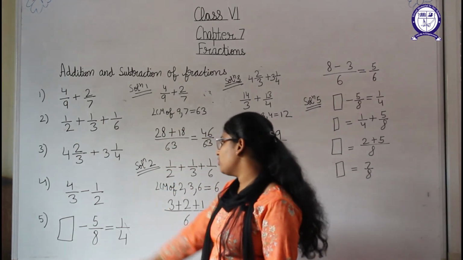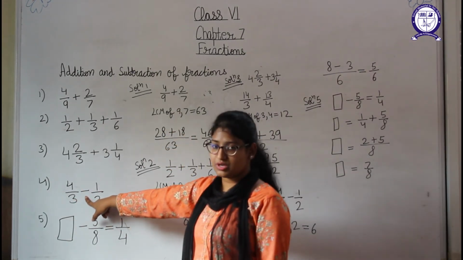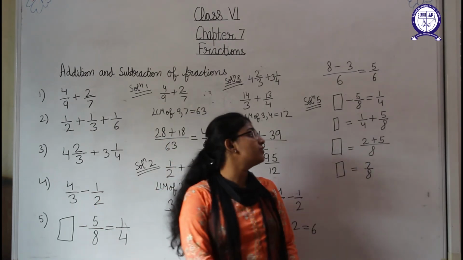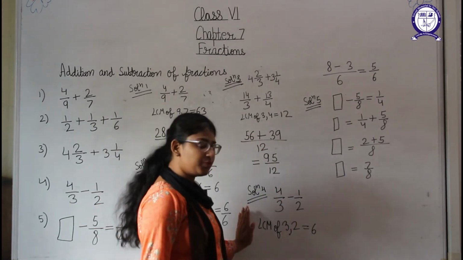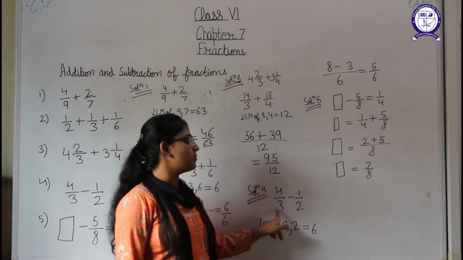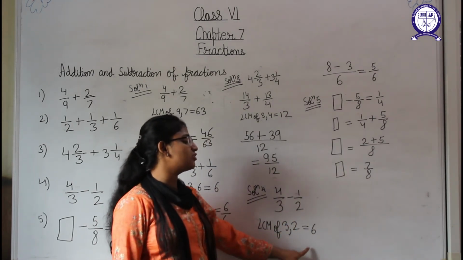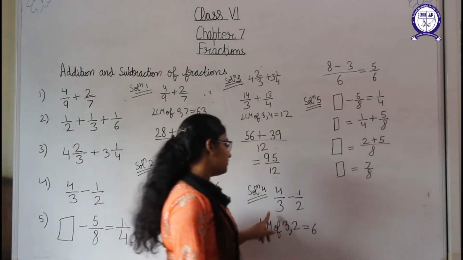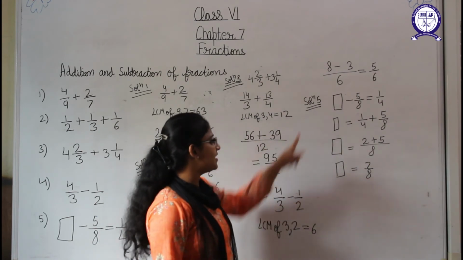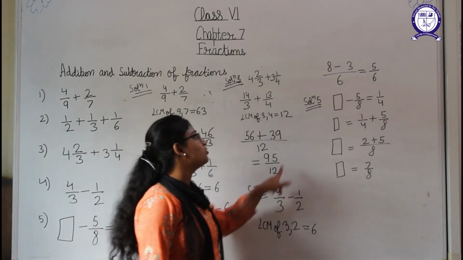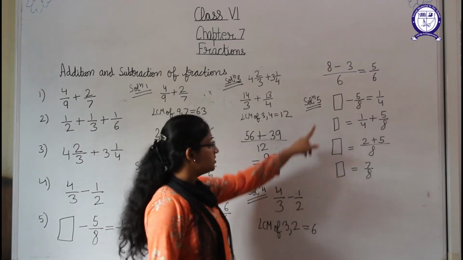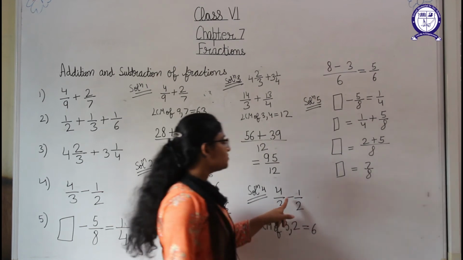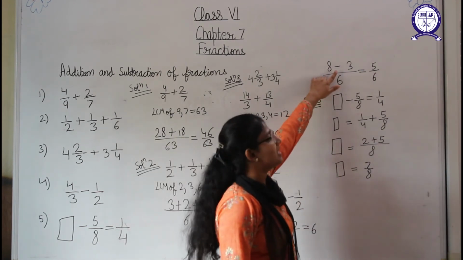Now the next question is 4 by 3, and we have to subtract 1 by 2. 4 by 3 minus 1 by 2. So we will do it with the same procedure. Here the denominators are 3 and 2, so the LCM of 3 and 2 is 6. We will take it as the denominator. Now the first fraction is 4 by 3, so 6 divided by 3 is 2, and 4 twos is 8. And 6 divided by 2 is 3 and 3 ones is 3, and as the minus sign is here, I am putting the minus sign here.